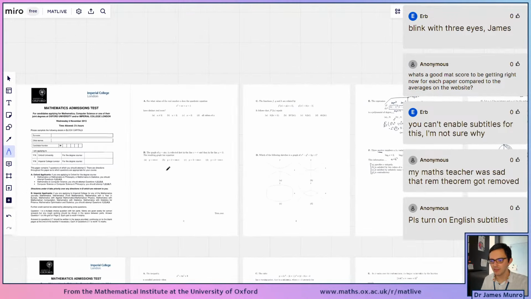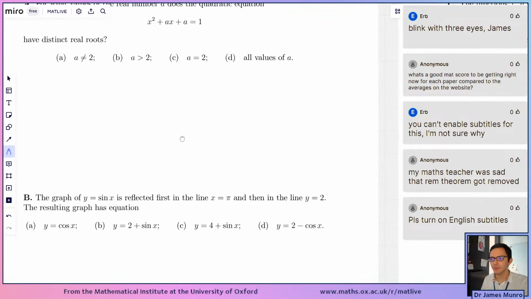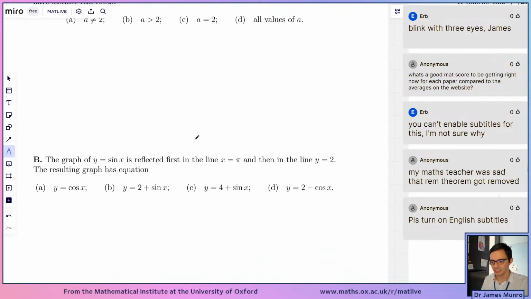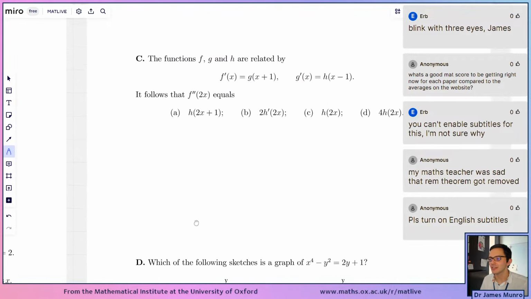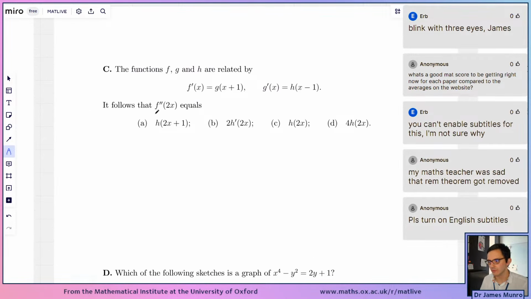I think that's maybe enough. Let's have a quick skim, or we're moving on. Quadratic, that's an easy. Reflections in random lines, there's the other one I mentioned. This derivative one threw people for a loop a little bit.